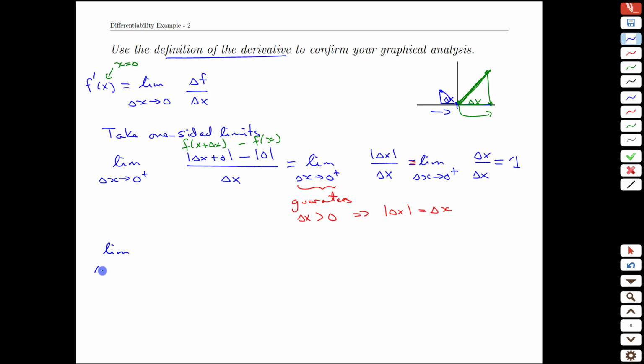Now what happens if we come from the other side? You should be able to make a quick prediction right now about what we'll see when we're coming from the left, or delta x is negative. Think about it for a moment. And then we'll dive into the definition. Same idea. In fact, everything is exactly the same here so far. The only thing we're changing is how our delta x relates to 0.